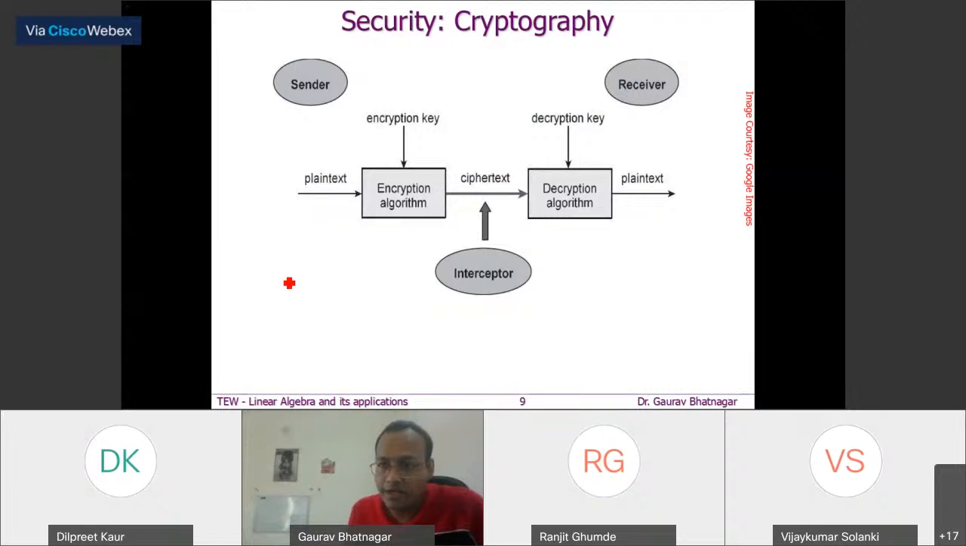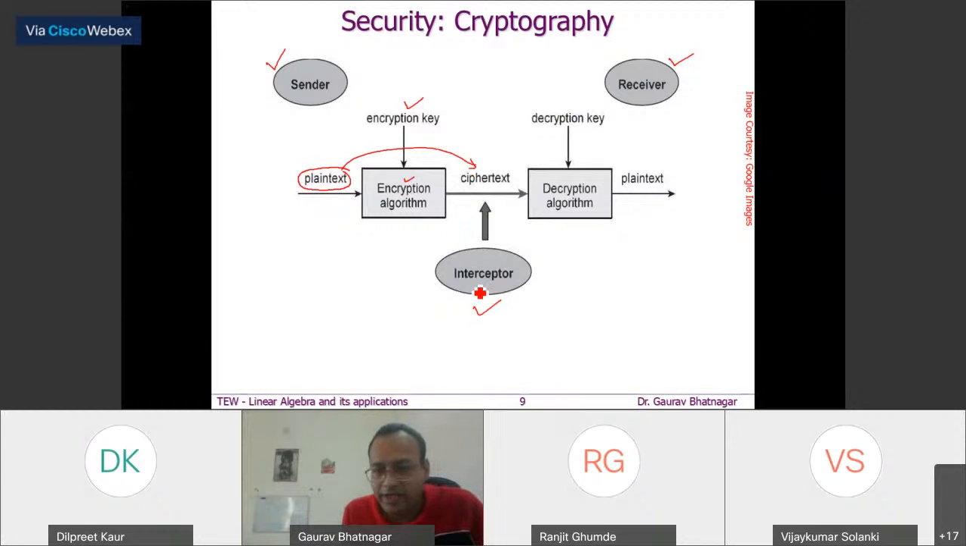Now there are going to be three parties. One party is the sender who wants to send the message, one party is the receiver who wants to receive the message, and there is going to be some interceptor or intruder who just wants to hijack the whole system and try to get the data which the sender is going to send to the receiver. So now the sender will take the message. That message is always called the plain text. Then it will take some encryption key and some algorithm and convert it into a form so that no one can understand what the actual message is.